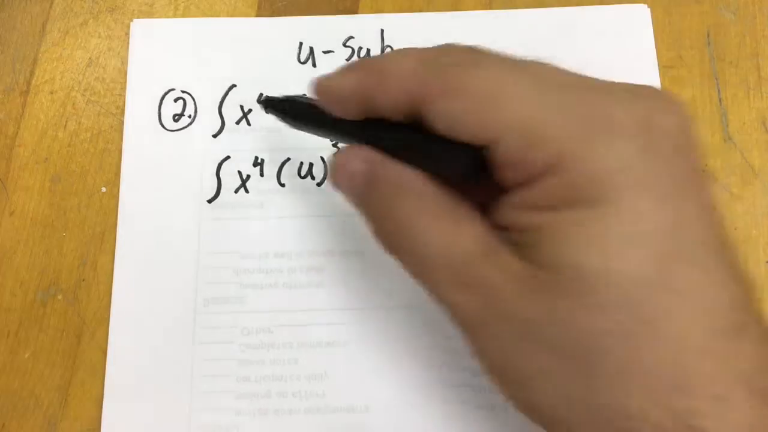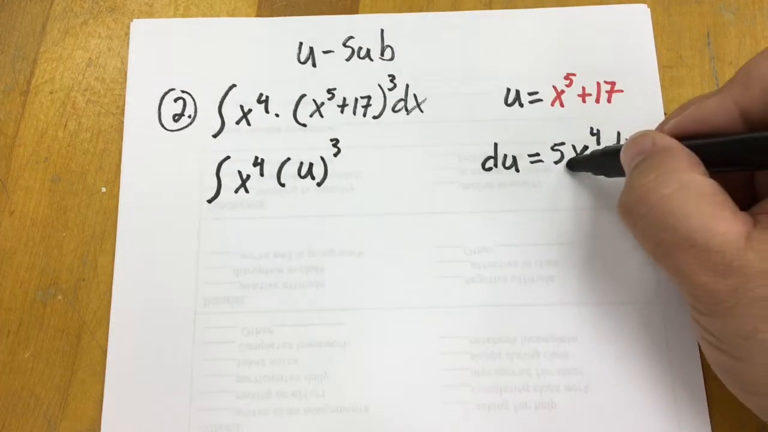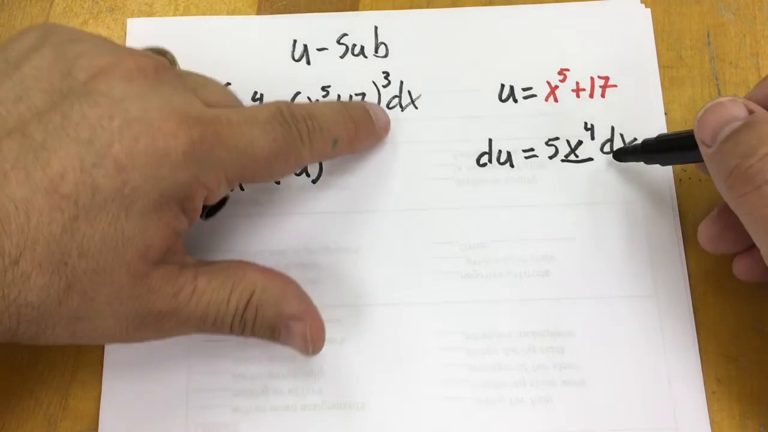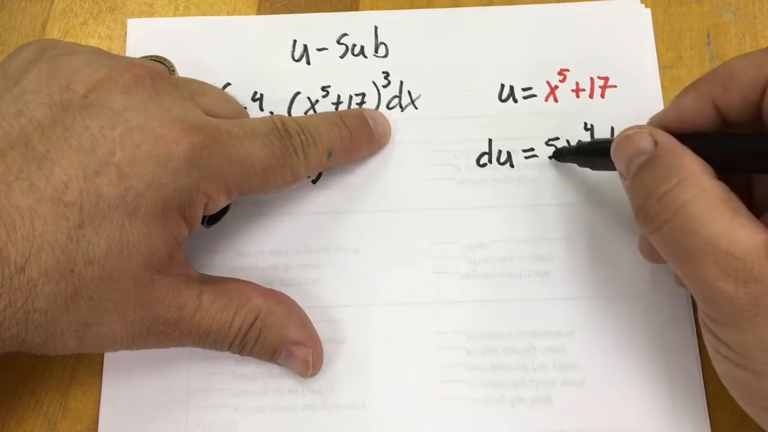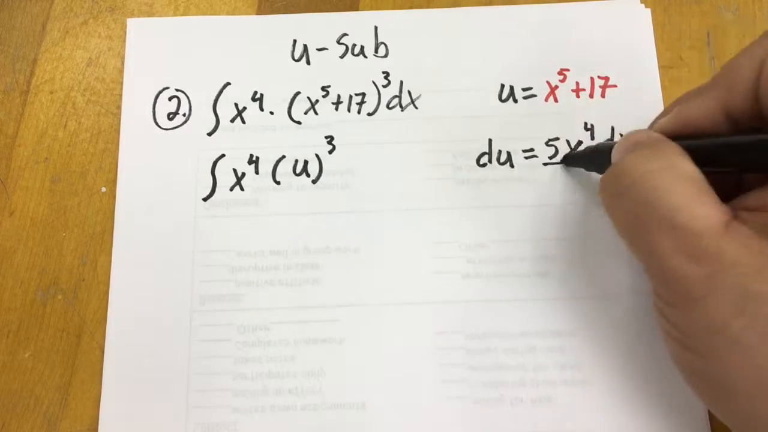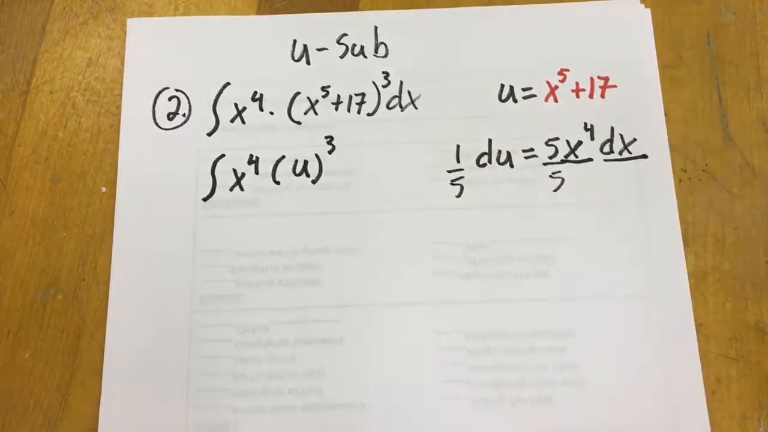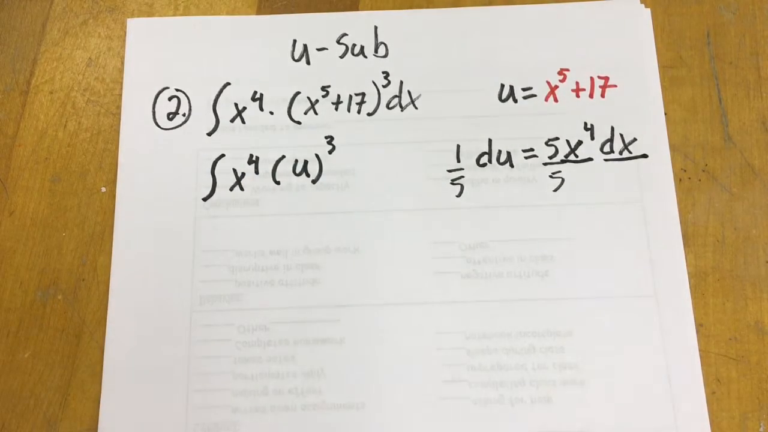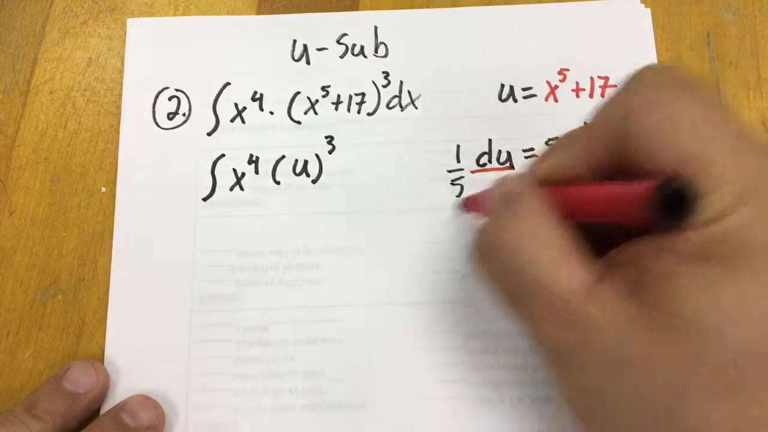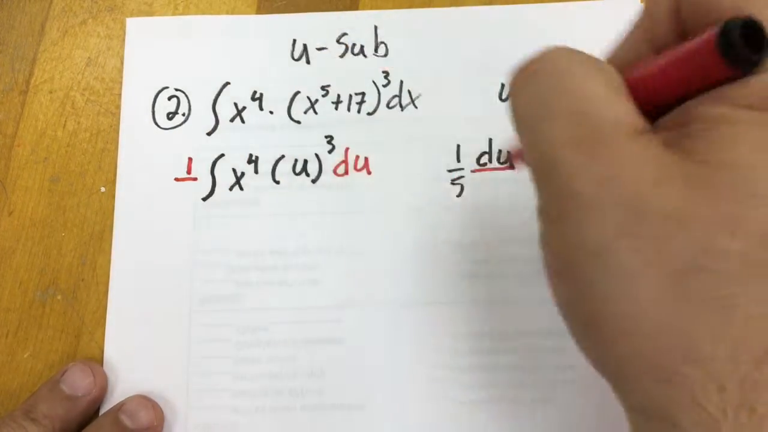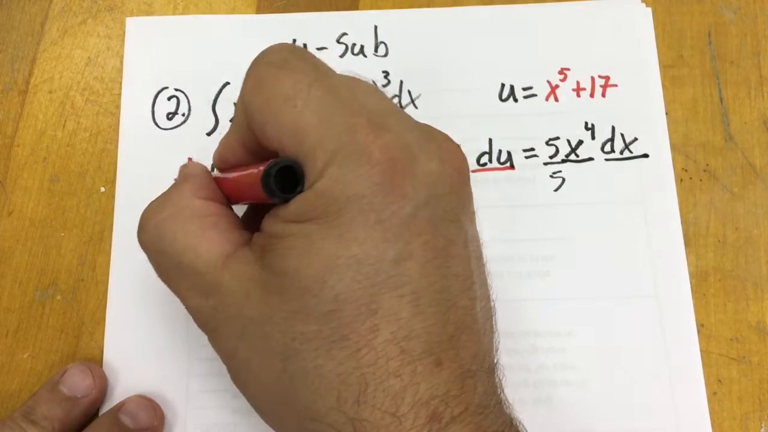Now, I see I have an x to the fourth over there and a dx, so that x to the fourth is going to cancel out with that x to the fourth, and that dx is going to cancel out with that dx, but I'm left with this 5. So what a lot of people do is they throw it underneath, and they divide both sides by 5, and that gives me 1/5 du equals x to the fourth dx. So now I have to take this 1/5 du and bring it over here. Du, and oftentimes we put the 1/5 out front.